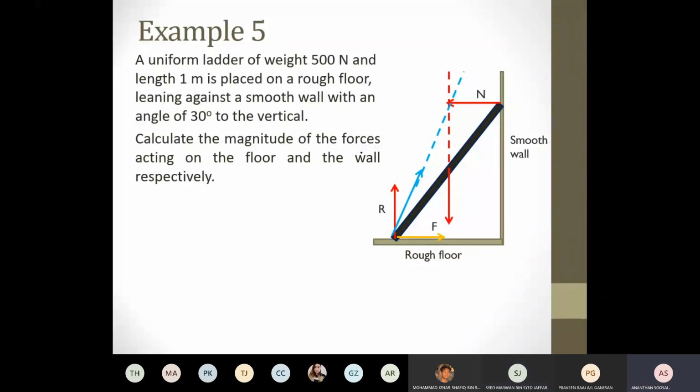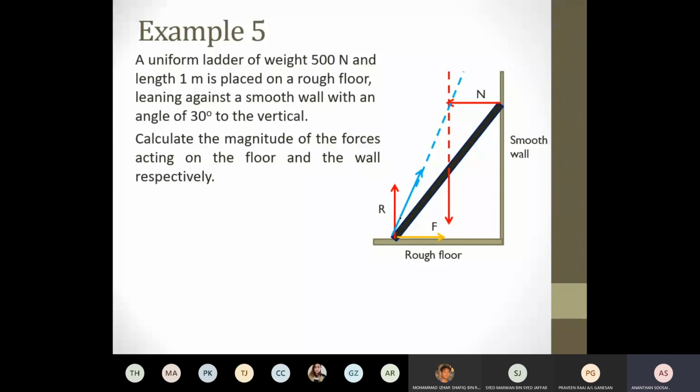Calculate the magnitude of the forces acting on the floor and the wall, respectively. So they're asking the resultant force. They're asking the blue color, this one, the resulting force F and the normal force here. Because these are the force acting from the wall. These are the force acting from the floor. Floor has two force, the normal reaction and the friction, but they want to calculate the magnitude of the forces acting on the floor. I think they going for the resultant forces.